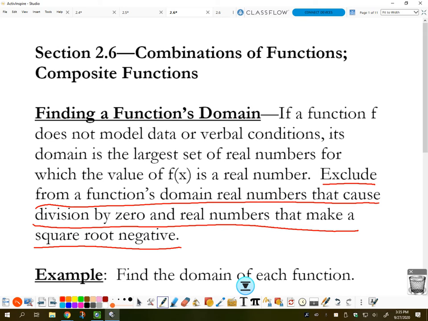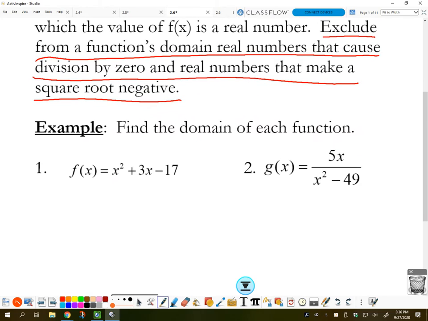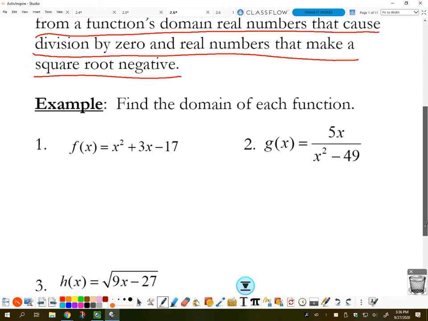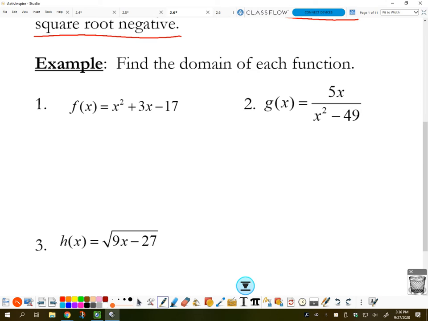There's a third issue, but we haven't learned logs yet in this class, so we're not discussing the domain issues that logs create. So the only two domain issues that we're going to have to deal with are when you have division by 0 or take the square root of a negative. Those are the two things you have to look for. So if I ask you to find the domain of a function, if you look at the function like number 1 and you're like, that doesn't have a denominator and it doesn't have a square root or a fourth root and an even root, then you can just say that you know the domain has to be all real numbers, because the two issues are not there.